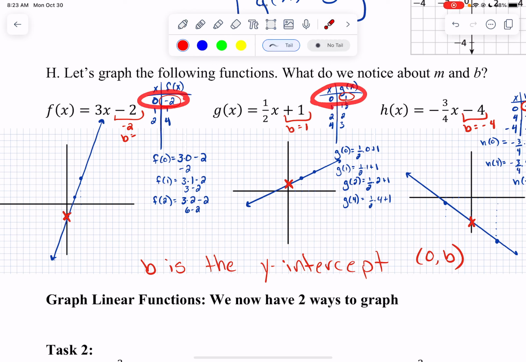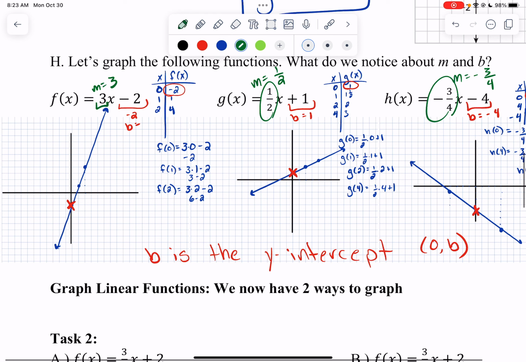Okay, now we need to figure out where that m showed up. The m is a little harder to find sometimes. Here, let's go ahead and identify what the m was in all of these cases. I'm doing it in green here. My m is 3 in this case. Here, my m is 1/2. And on this one, my m is negative 3/4.